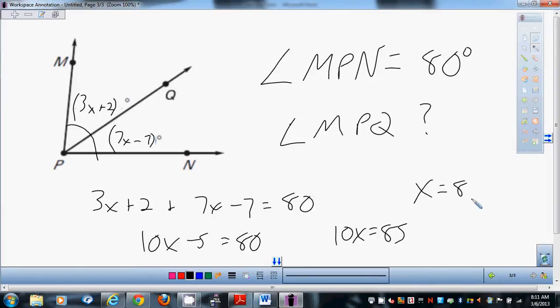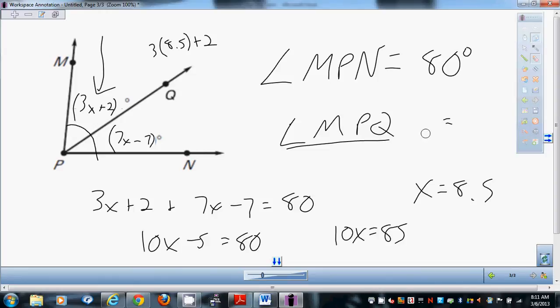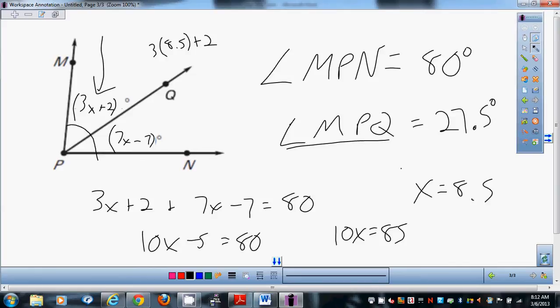Now, are we done? No. Why aren't we done? Because it wanted angle MPQ, which is which one? The top or the bottom one? So we need to plug 8.5 into here. So 3 times 8.5 plus 2. Punch that in your calculator and tell me what you get. 3 times 8.5, then plus 2. 27. Is that 3 times 8.5 or the whole thing? Excellent. And there you go. Angle addition. If it gives you two pieces, add them to the whole sum.